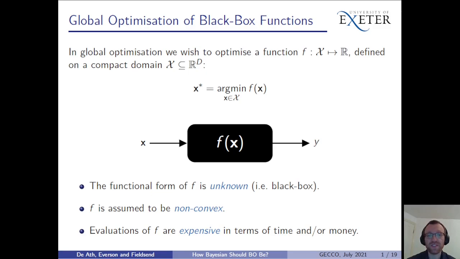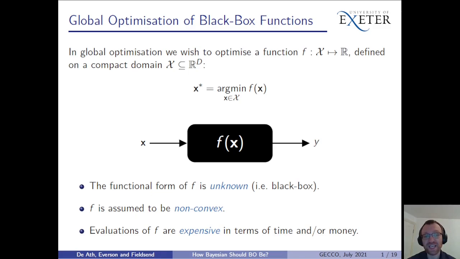In this talk, we'll be focusing on the problem of globally optimizing black box functions. These are defined on a compact domain, typically with box constraints. The functional form of f is not known and assumed to be non-convex, so we're unable to exploit any prior knowledge about the function, such as its derivative information.